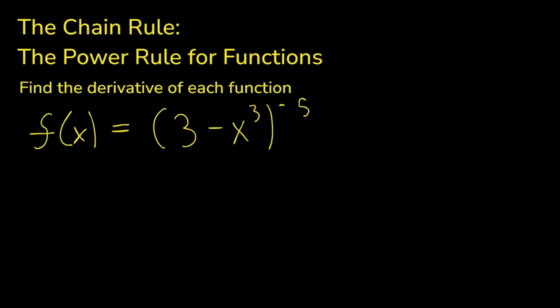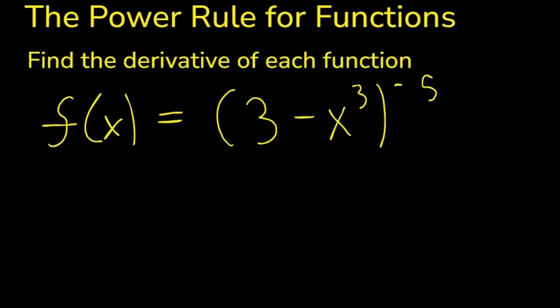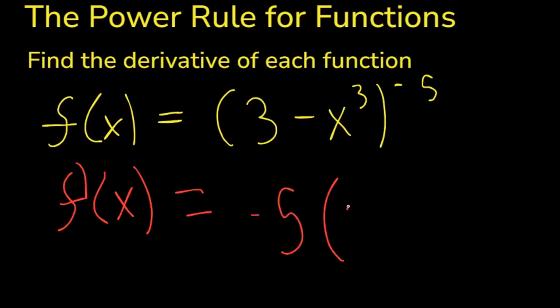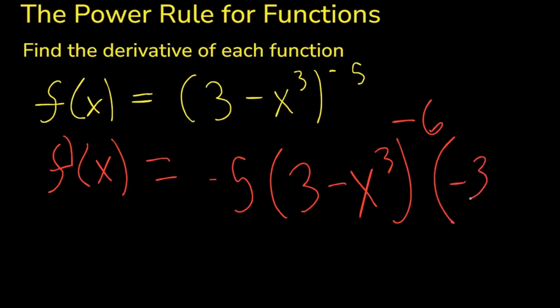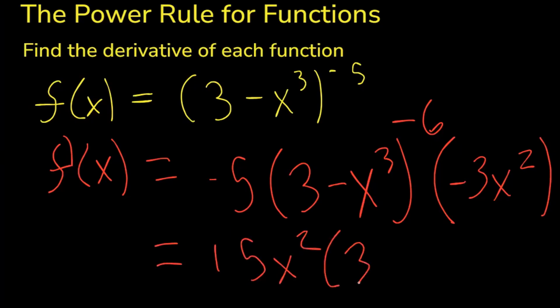So let's go over an example. In this case, the function is 3 minus x cubed to the negative 5. So the derivative is negative 5 times 3 minus x cubed to the negative 6, remember subtract 1 from the exponent, times the derivative of the inside, which is negative 3x squared. Cleaning this up a little bit, you would have 15x squared times 3 minus x cubed to the negative 6.